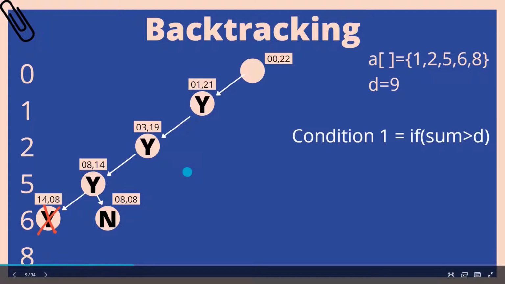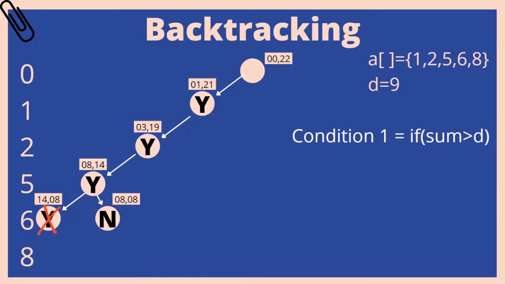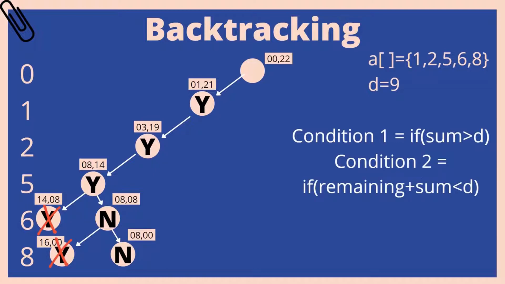So next we have the last element, that is 8. If we include 8, then our sum is going to be 16. Again the first condition applies, so we won't include 8. If we exclude 8, then it's time for our second condition: if the remaining plus sum is less than d, then we won't move further in the tree. Here remaining is 0 and sum is 8. 0 plus 8 is 8, that is less than 9, so we won't go further in our tree.